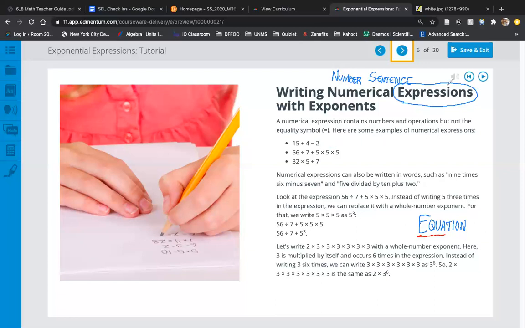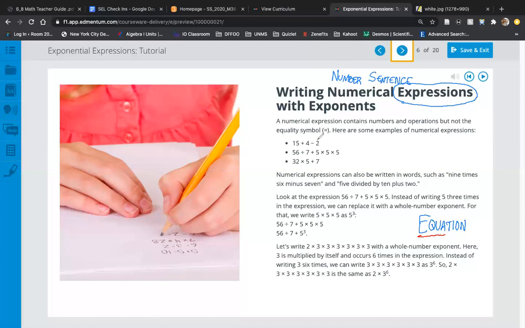So just some technicalities to be aware of, because especially when you get to things like state testing, sometimes they'll ask you for an expression, sometimes they'll ask you for an equation, and believe it or not, if you do not put an equal sign and they ask you for an equation, you will lose points. So that's the main idea for understanding that difference there, okay?